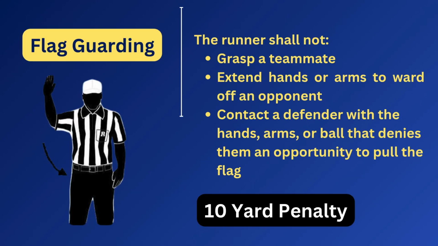Flag guarding. We talk a lot about flag guarding in the weekly videos, and we show a bunch of them. But the runners shall not grasp a teammate, extend hands or arms to ward off an opponent, or contact a defender with the hands, arms, or ball that denies them an opportunity to pull the flag. These would all be examples potentially of flag guarding. Now, flag guarding is probably one of the most difficult calls that we make because it happens really quickly for officials. There can also be a lot of judgment in flag guarding.